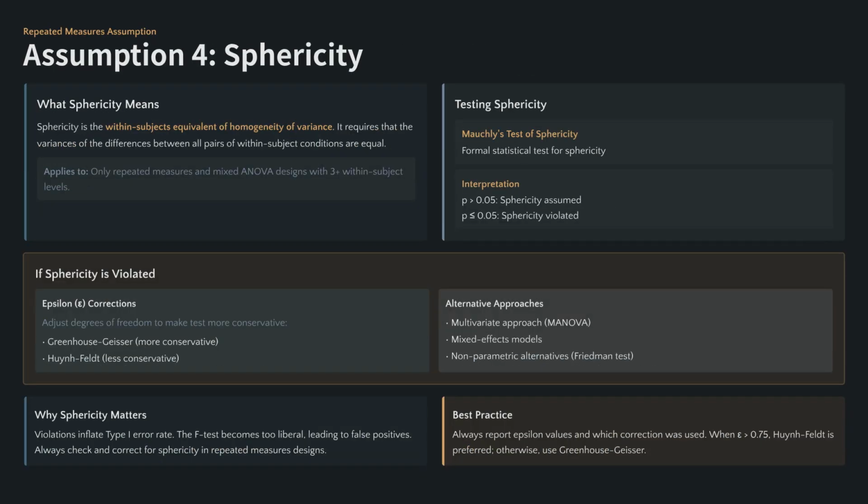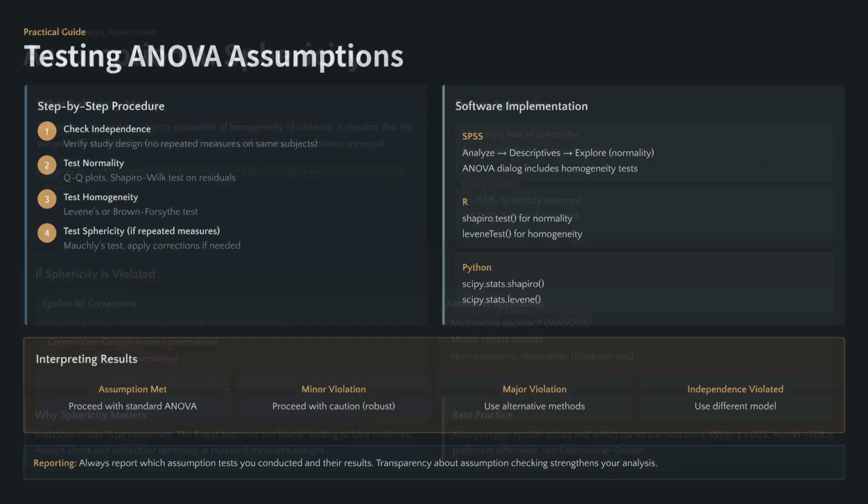Nested ANOVA is used when levels of one factor are uniquely nested within levels of another factor, such as students nested in classrooms. This is common in hierarchical designs. Choosing the right ANOVA type depends on your research design, including the number of independent and dependent variables, and whether your measurements are independent or related.